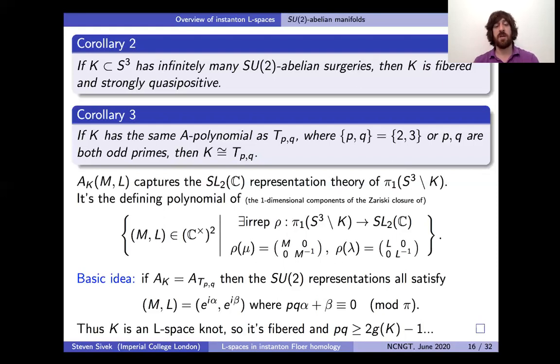In part 2, like I said, I'll talk about some new formal properties of framed instanton homology and how they're used to prove this and some other related results.